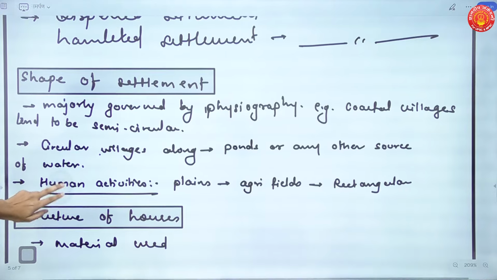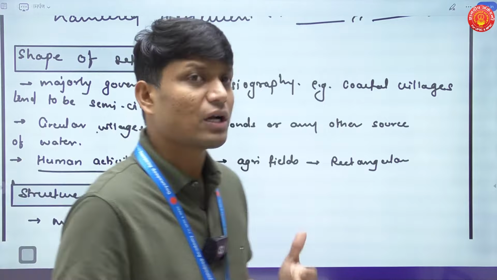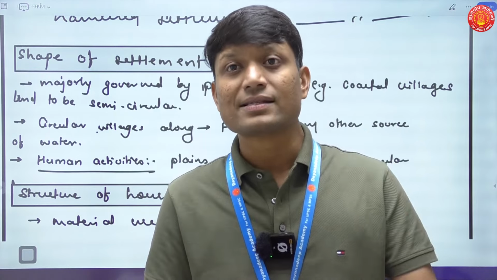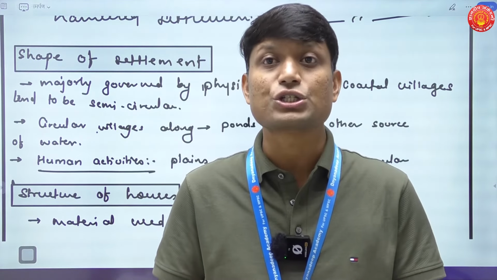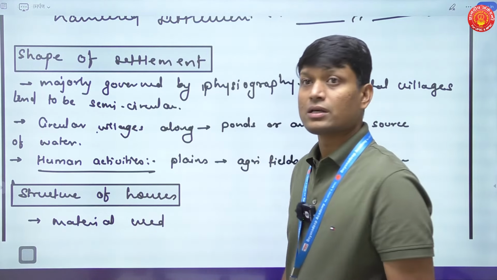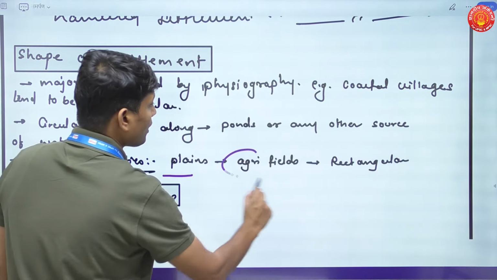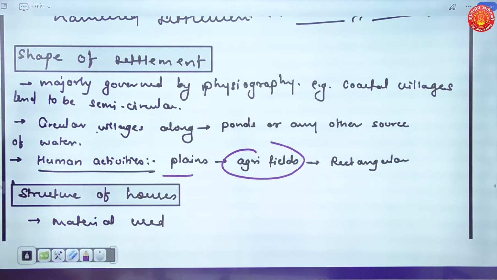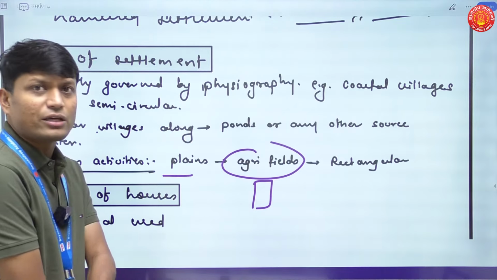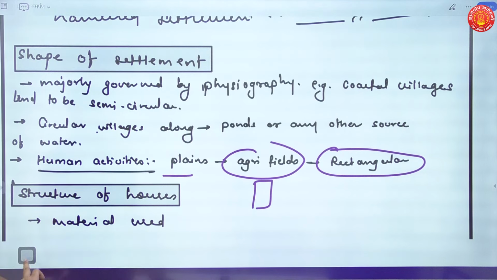Other than that, don't just limit your answer to physiographic conditions only. Though largely the morphological character a rural settlement has is a reflection of physiographic condition, there will also be certain reflections of human activities. In human activities, if I go to plains, I'm going to have very dense agricultural fields, and the shape of an agricultural field is largely rectangular, so we will have a rectangular pattern of settlement. Okay, then we have structure of house.